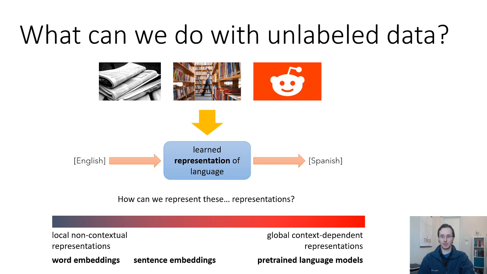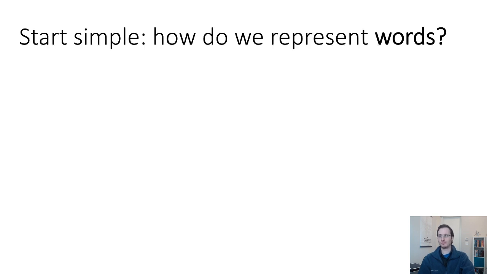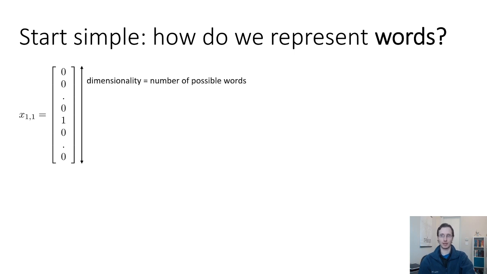All right. But let's start on the left side of the spectrum. Let's start simple. How do we represent words? So before, when we talked about RNNs and sequence-to-sequence models, we saw the one-hot representation. The one-hot representation is a vector whose dimensionality is equal to the number of possible words. Basically, the dimensionality of this vector is the number of entries in the dictionary. So it's quite large.